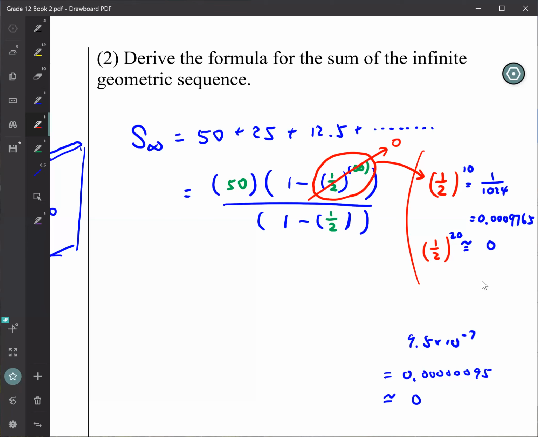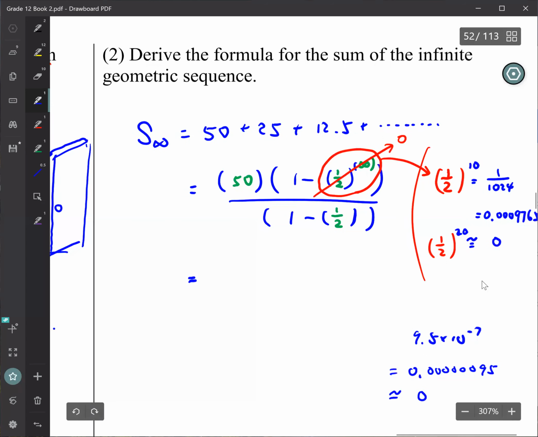Because half times half times half, the result will get smaller and smaller. You've got to have some imagination here. And then because that part turns to 0, what's left? It will be 50 times 1 minus 0, which is just 1. So I'm going to just skip writing 1. So it'll be 50 over 1 minus half.